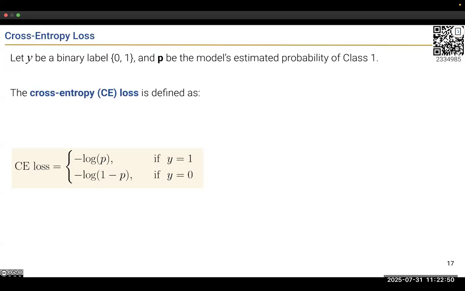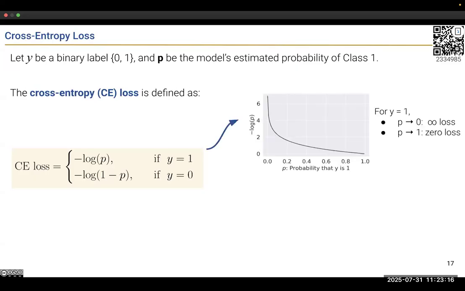And if your y is 0, if your true response is 0, then the cross-entropy loss is negative log of 1 minus p. So negative log of 1 minus the chance that your data point belongs to class 1. So that's negative log of the chance that your data point belongs to class 0. All right, so let's see what this looks like.